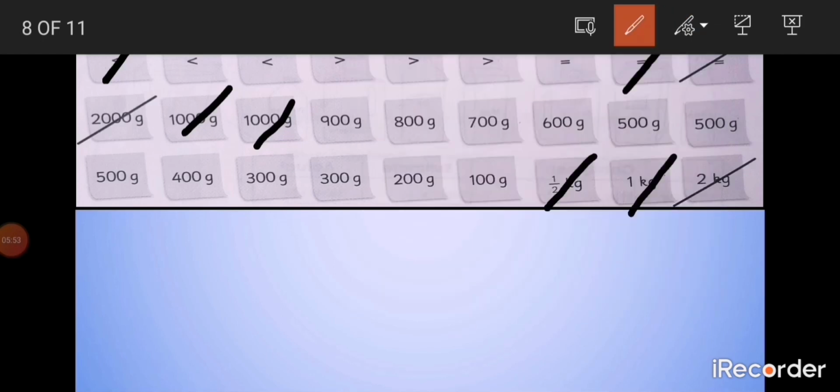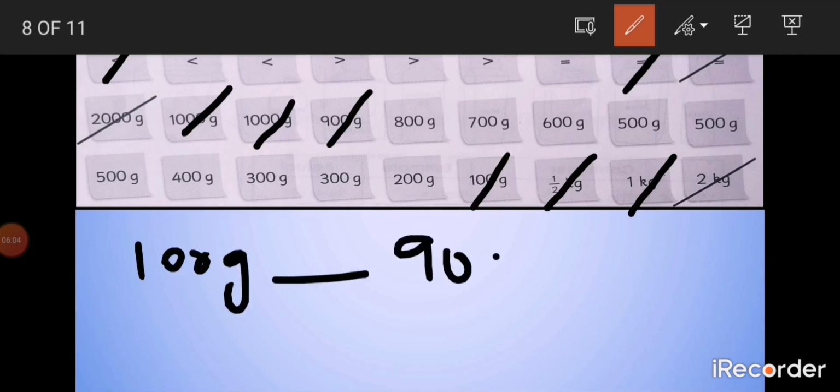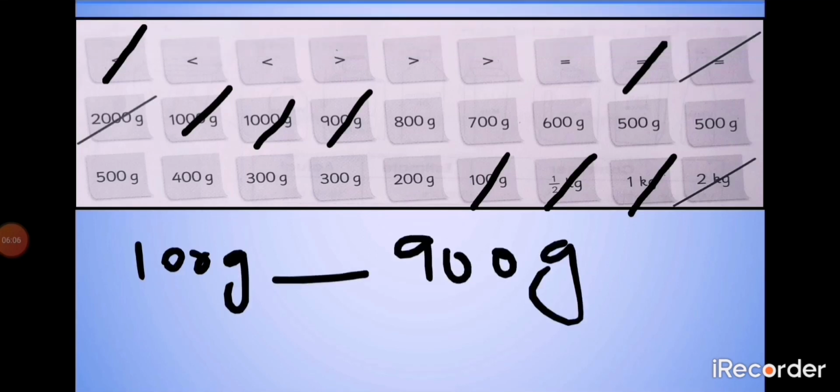Now choose the next number from the line. Yes, it's 900 gram. Choose the number just before 1.5 kg, 100 gram. So 100 gram dash 900 gram. Now we'll compare them and find out, is 100 gram greater than 900, is 100 gram less than 900, or is 100 gram equal to 900 gram?